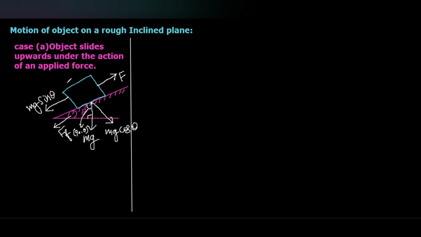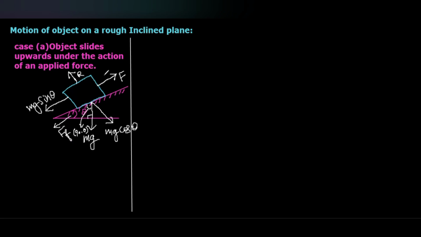So these are all the forces acting on the surface. And here you can see mg cos theta is the normal force, the force exerted by the object on the surface. So an equal and opposite force will be exerted by the surface on the object, that is the normal reaction.